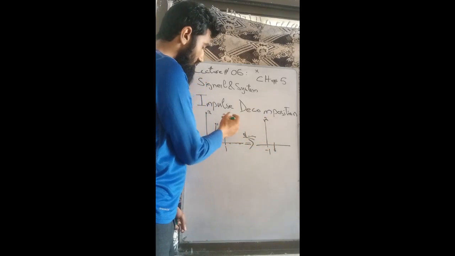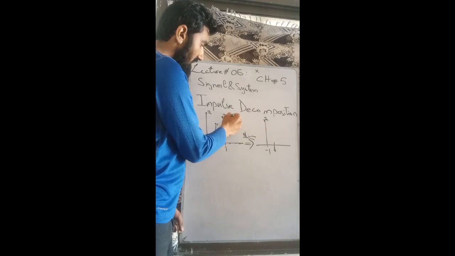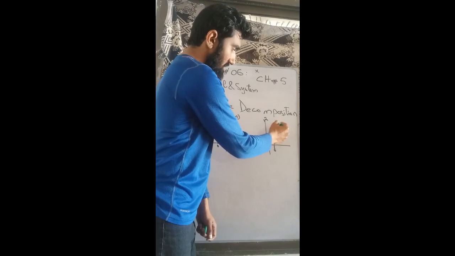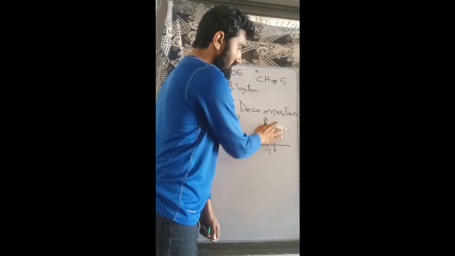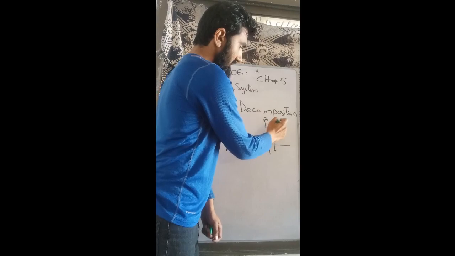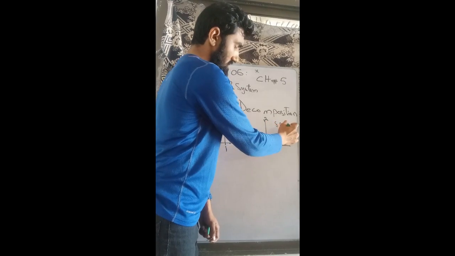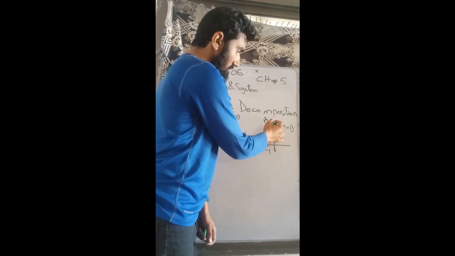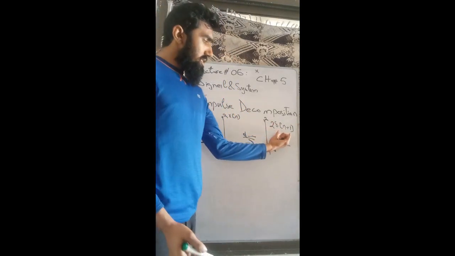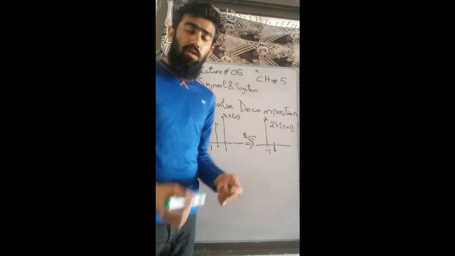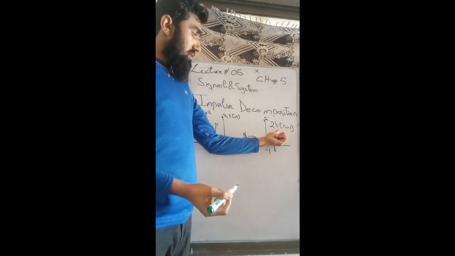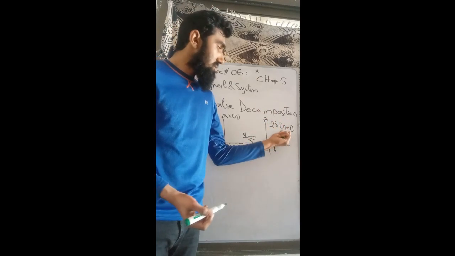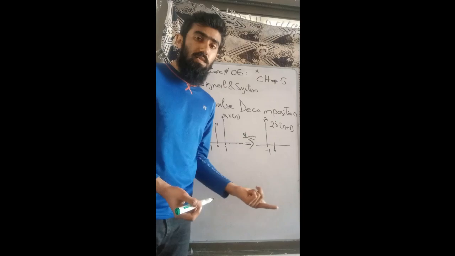Let's suppose this is x of n, and if we write it, it is delta of n plus 1, scaled by 2. So it is a shifted and scaled version of the impulse signal. What is an impulse signal? At 0 we have a peak of 1 and all other values are 0. So it is nothing but a shifted and scaled version of the impulse signal.